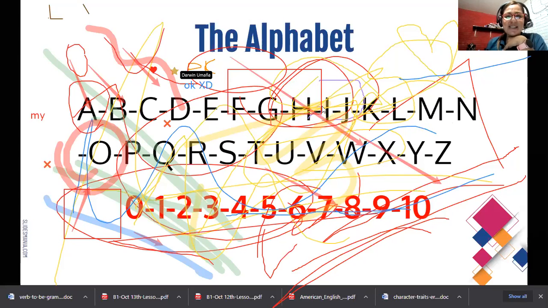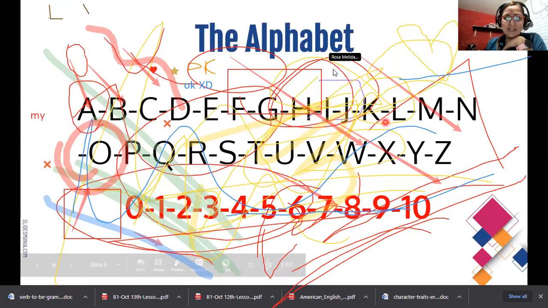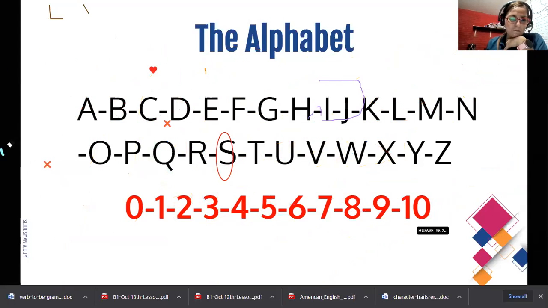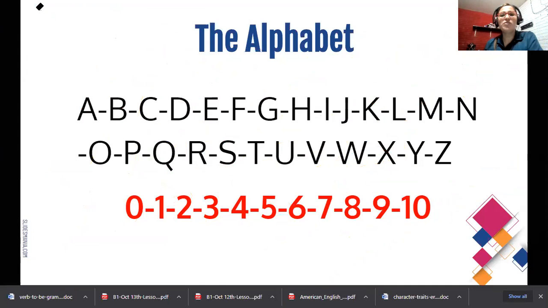Entonces, vamos a hacer uso de eso ahorita. Pero ya voy a borrar todo. ¿Ok? Don't write anymore, please. I'm going to erase everything. ¿Ok? And we are going to use the annotator.